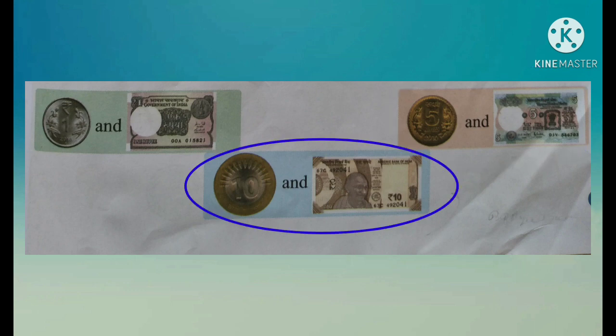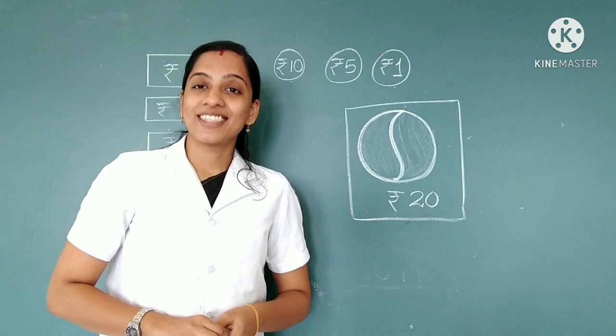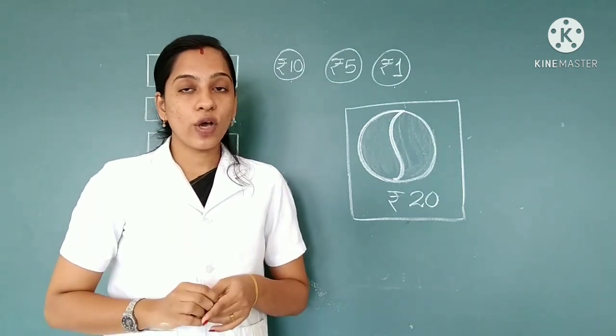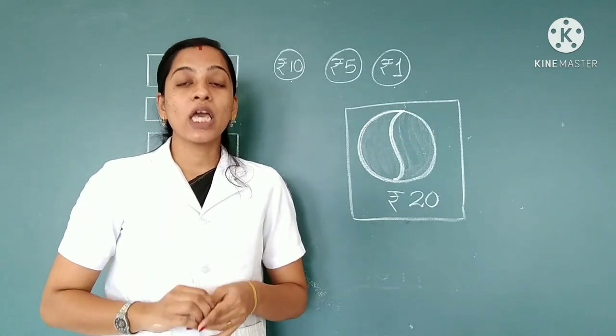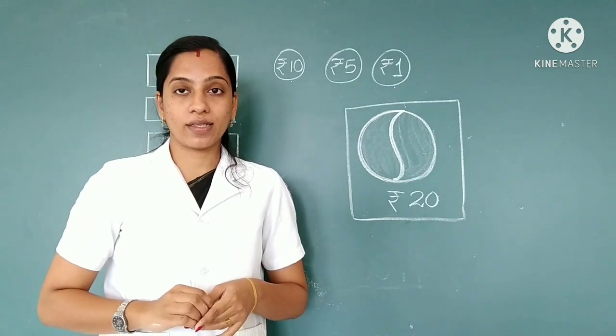Then we have 10 rupees. 10 rupees note and 10 rupee coin. Here the coin and the note have the same value, that is 10 rupees. That is, some notes and coins have the same value. Children, today we have discussed notes and coins. Our Indian money is called rupees and paise. We use rupees and paise in the form of notes and coins.